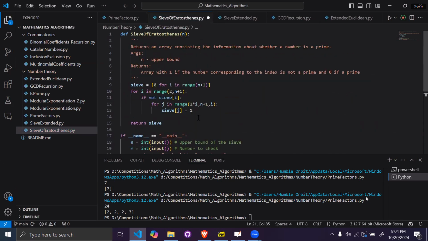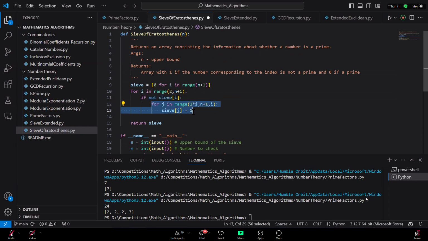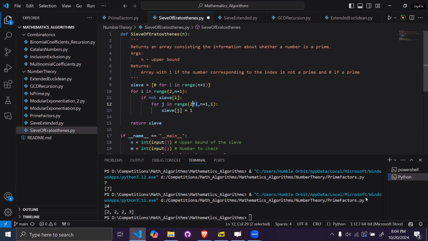So what we are checking here is if not CUI. CUI will have a 0 if the number is a prime. So we are checking whether the number is a prime. If the number is a prime, then we run the inner loop. What we do is we start from 2 times I, meaning 2 times the prime that we are considering, and we are iterating up to n plus 1 with steps of I. This will iterate through all the integer multiples of the prime, and we set it to 1.